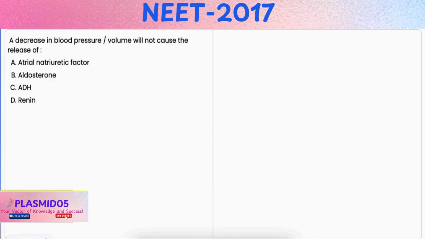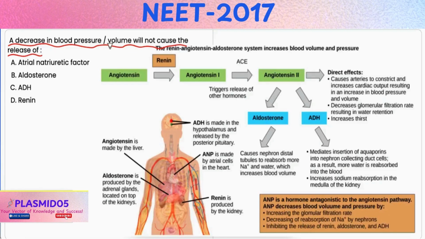In this question, you have to identify the compound or the hormone which is not released when there is a decrease in blood pressure or volume. Option A, atrial natriuretic factor. Now, ANF is released by the atria of the heart in response to increased blood pressure or volume and not when it is decreased, because it promotes vasodilation and excretion of sodium and water, thus reducing the blood volume and blood pressure. Hence, it is the correct option.